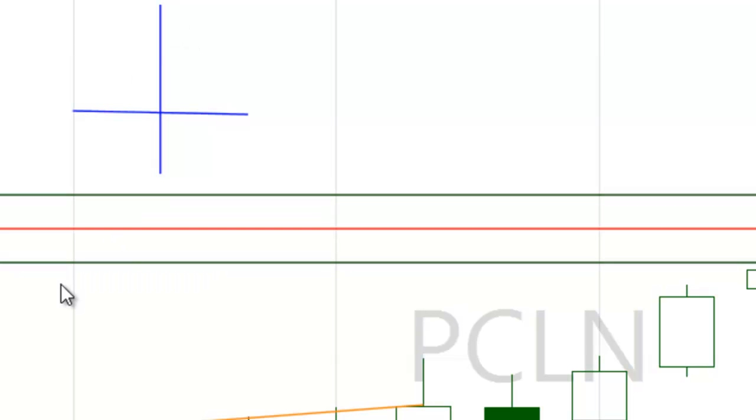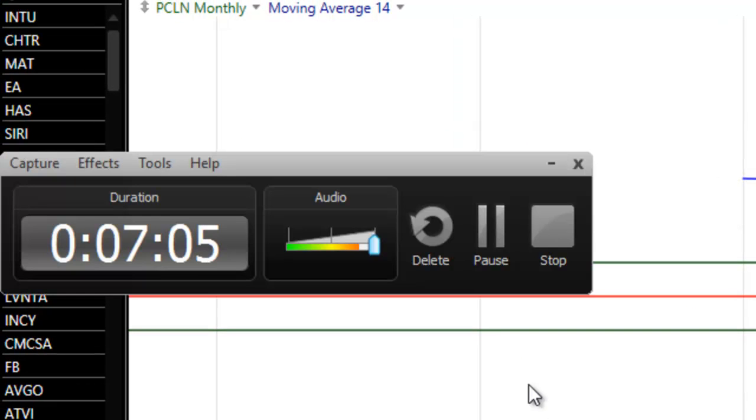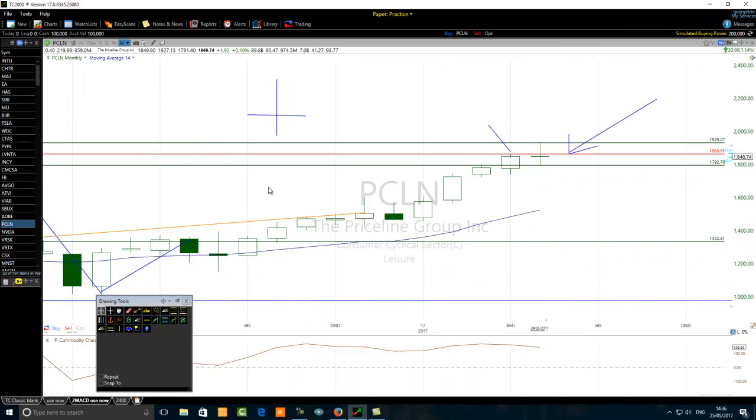So you want to be aware of that also. All right. This is the end of this short tutorial about how to avoid the Doji candlestick trading mistake.